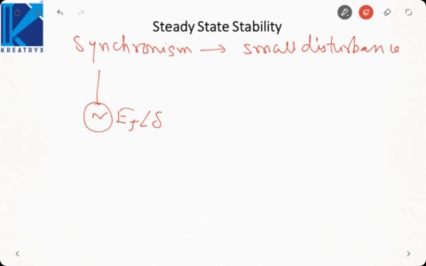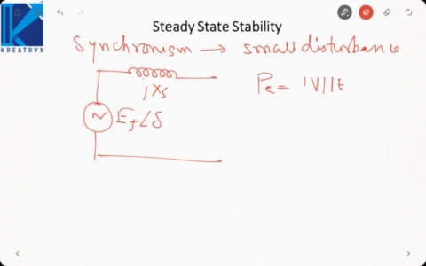Now here we will represent the generator as a constant EMF source with a reactance jXd. Or we can say the generator is modeled as a constant voltage source behind subtransient reactance, and that constant voltage is actually the induced EMF of the generator. Now the electrical power of a generator is given as mod V mod E by X sin delta, or we can say Pmax sin delta.